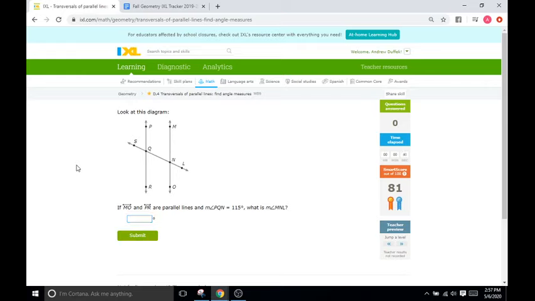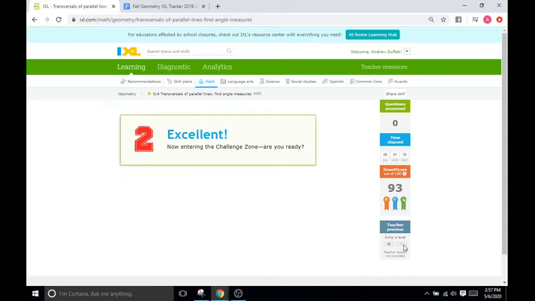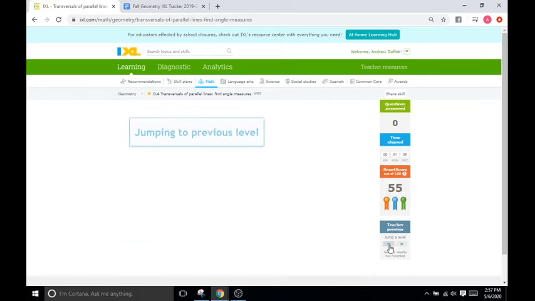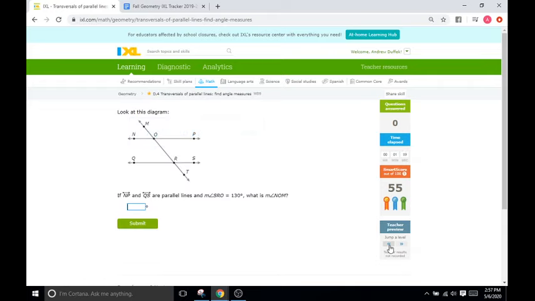Okay, so let's do this problem now. So we have this diagram and it gives us P, Q, N, so right here. And it wants us to find M, N, L. Now this one's not good either. This is too easy. Hold on, I'm going to find a not so easy one.